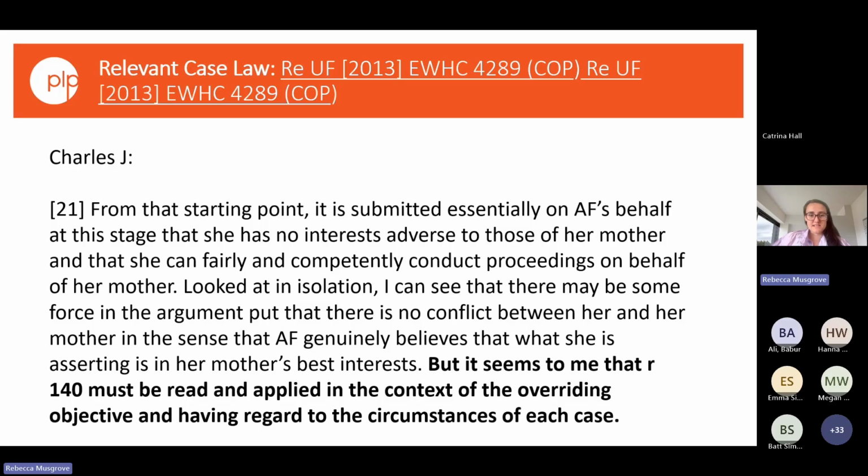So he says, looked at in isolation, I can see that there may be some force in the argument, but there's no conflict between, in this case, what Mr Justice Charles is saying, between the daughter and mum, who is P.